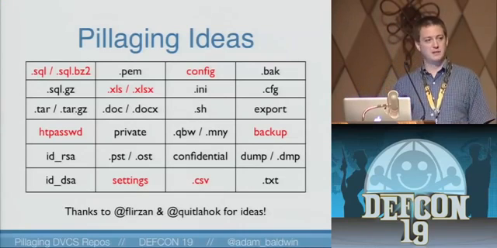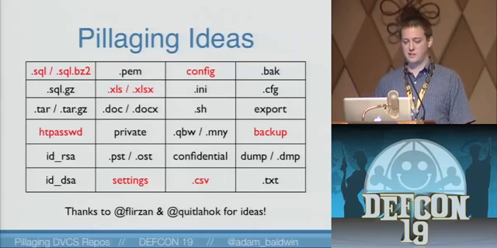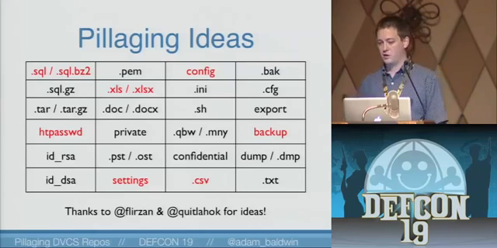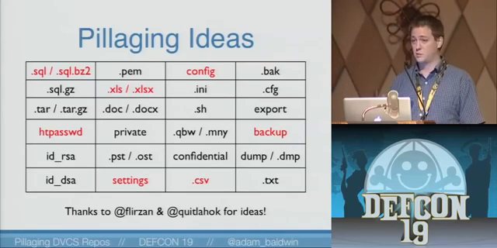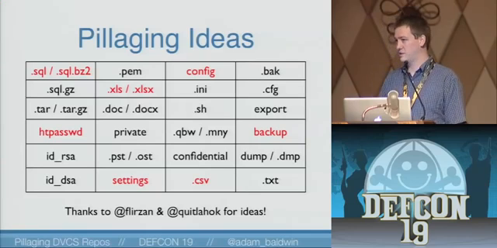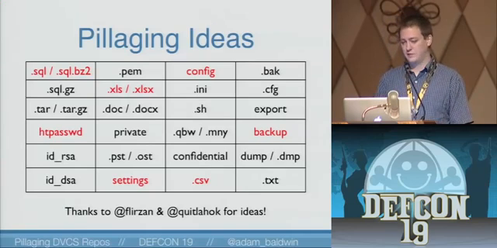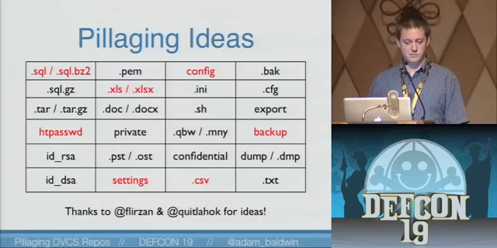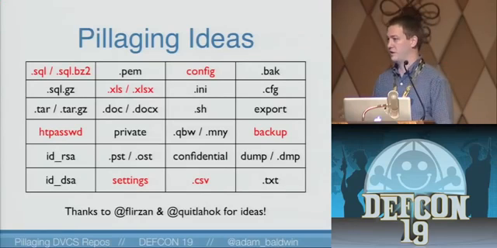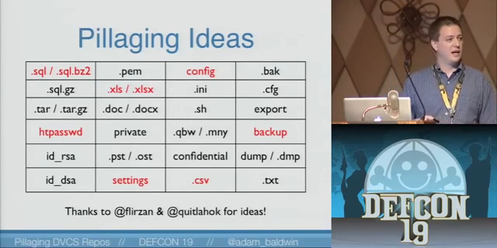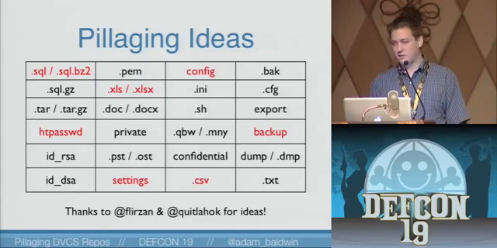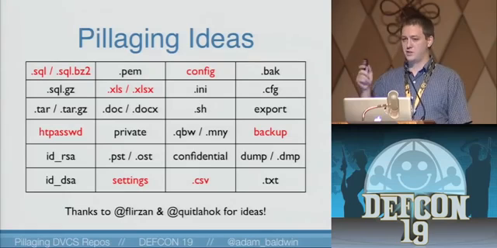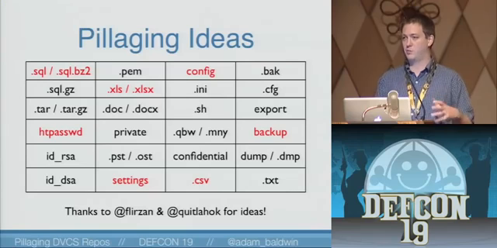Out of those top million sites, here's the kind of stuff that we found. And I'm not going to go through all of them, but some of the more interesting ones: SQL dumps of entire databases, HT passwords, Excel documents, mail spools. You're kind of getting the picture of stuff that we're going to find. And basically, these repositories shouldn't have this stuff checked into them. That's one of the core problems.